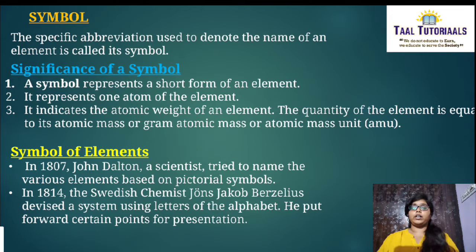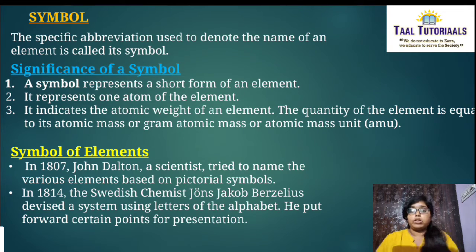Okay, now why is the significance of symbol needed? Why do we need a symbol? That is the signification of a symbol. A symbol represents a short form of an element, which will be easy for us. Then it represents one atom of the element. Every element has different symbols. And it indicates the atomic weight of an element. The quantity of the element is equal to its gram atomic mass or atomic mass unit. Okay, this indicates the atomic weight of the element.